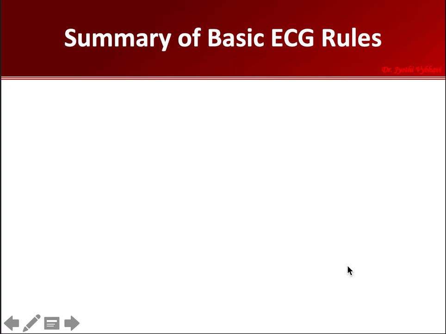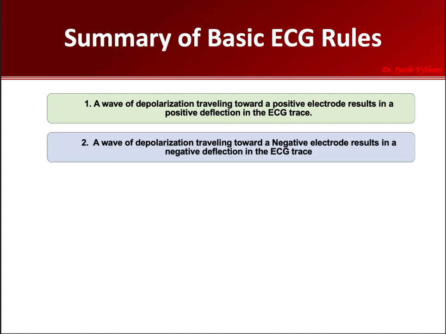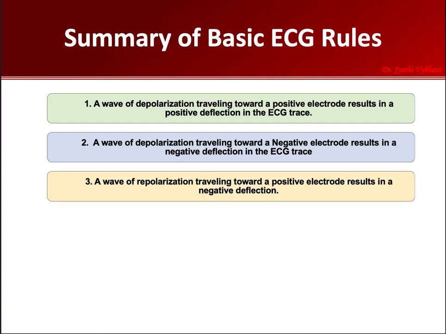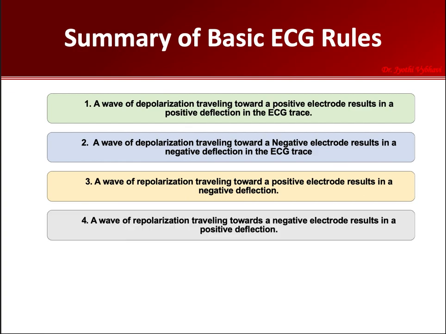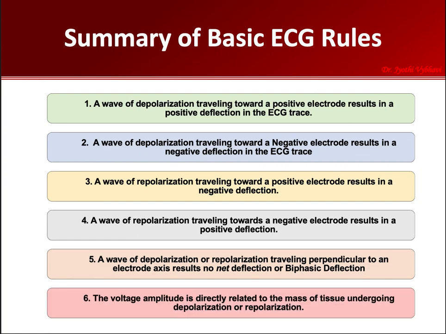So let's summarize. A depolarization wave traveling towards a positive electrode gives a positive deflection, and towards a negative electrode, a negative deflection. A repolarization wave traveling towards a positive electrode gives a negative deflection, and towards a negative electrode, a positive deflection. If the waves are not traveling towards any electrode, and are perpendicular to it, we get a biphasic or no net deflection. And the voltage amplitude is directly related to the mass of the cardiac tissue.